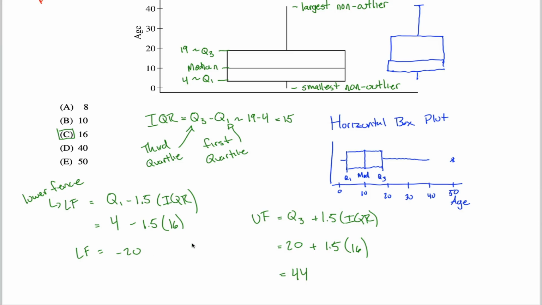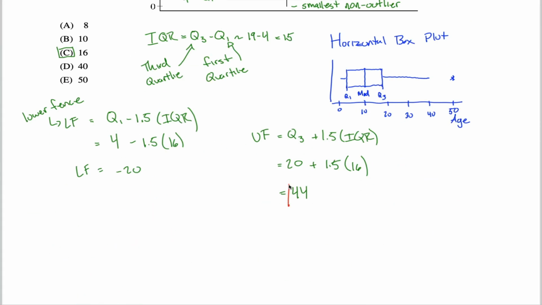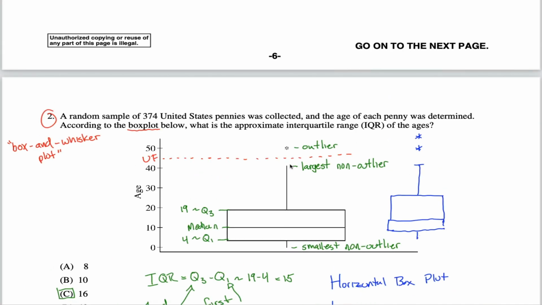A comment here, the lower fence and upper fence do not directly show up on your box plot, right? This 44 right here is not the top of this line. A lot of people think it is. The top of this line is not your upper fence. It's the largest observation that you have that is less than or equal to your upper fence. So in this case, it looks like the largest observation less than or equal to 44 was about 40, but then there was also an observation of 50.